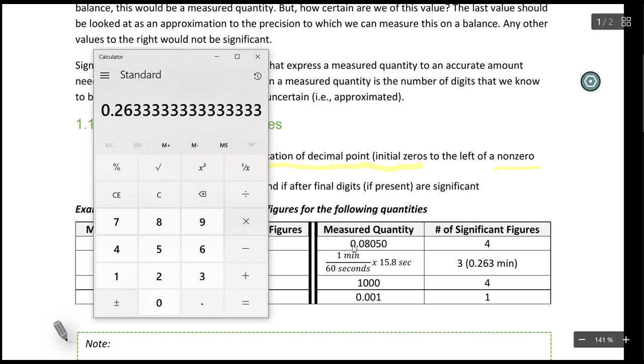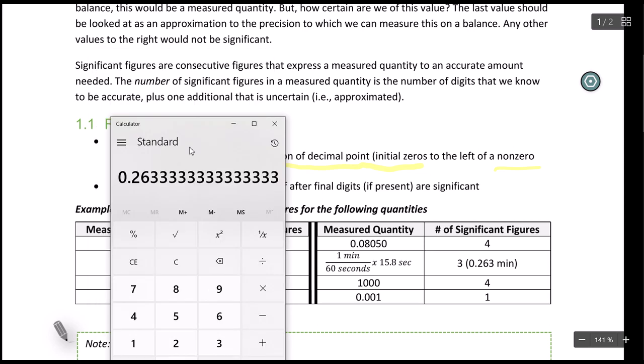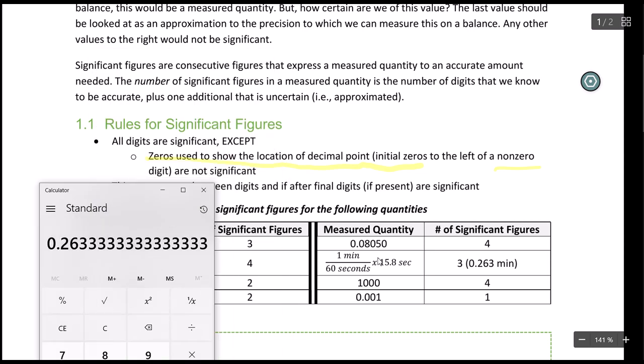But notice, like I said before, these are measured values that you're looking at. 15.8 seconds is the measured value. This 1 minute is 60 seconds is an absolute. That's something given to you. It's not something that was measured. So these are not considered in the calculation for significant figures. It's this value here, which has 3 significant figures, so you'd round that value to that number.